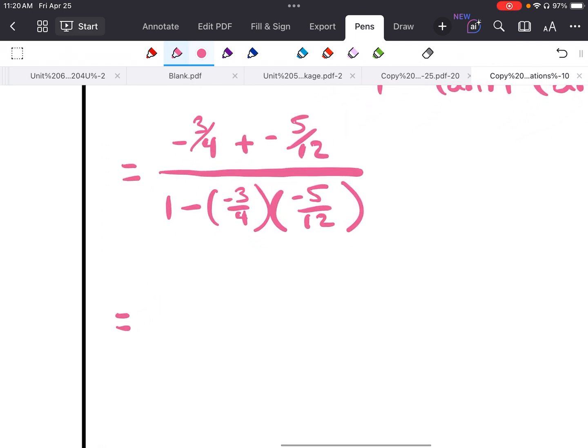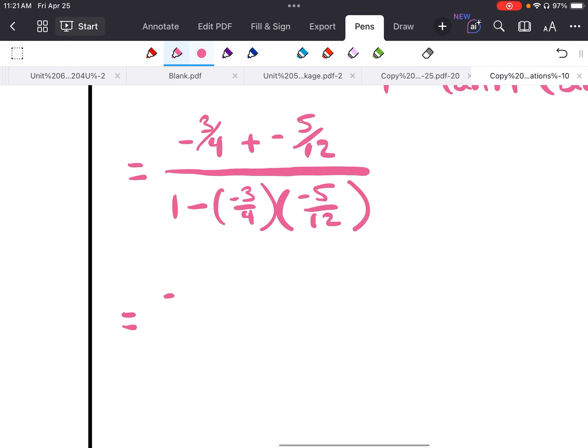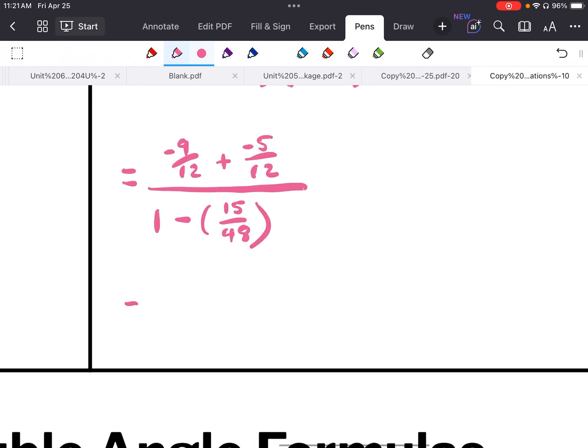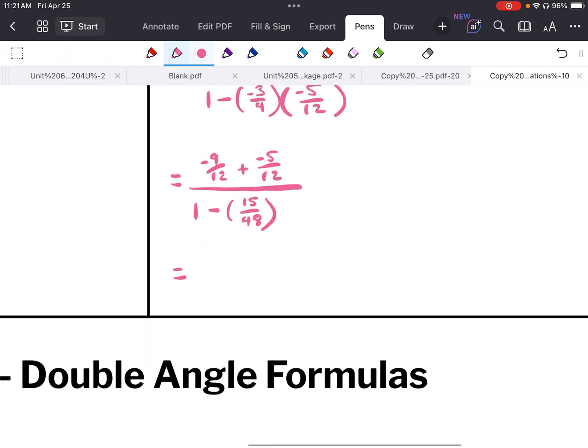Okay, you need a common denominator when we're adding the fractions in the numerator, that is 12. So we have negative 9 over 12 plus negative 5 over 12. On the bottom, we're going to have 1 take away. When we multiply those out, we get 15 over 48. So this gives us negative 14 over 12 on top of 48 over 48 minus 15 over 48, so 33 over 48.